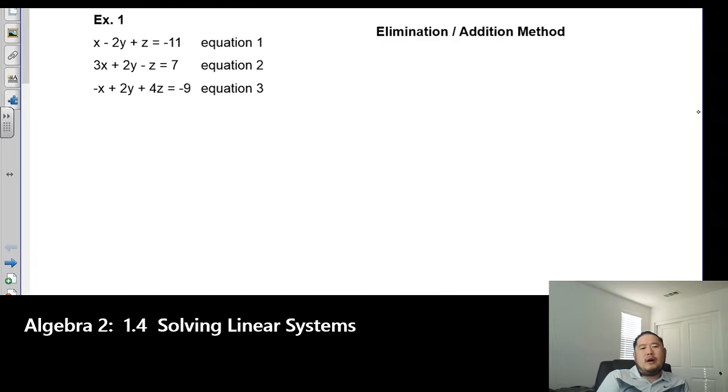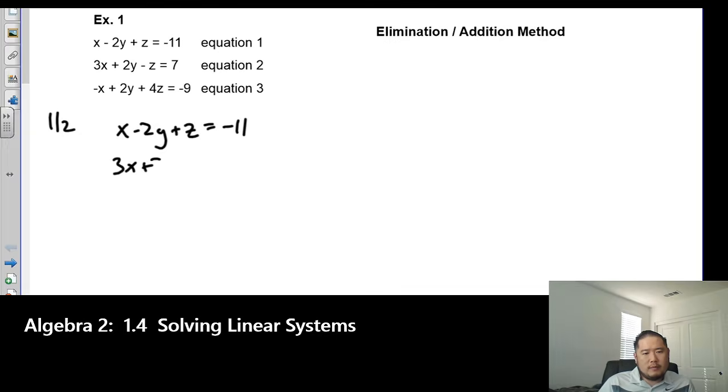Alright, so now I want to take two of the equations, and I'm going to start off by setting them up by placing them on top of each other. I want to go ahead and start off and take equation 1 and 2. And I want to go ahead and rewrite it right here. We got x minus 2y plus z is equal to negative 11. And then below that, I'm going to go ahead and put 3x plus 2y minus z is equal to 7.